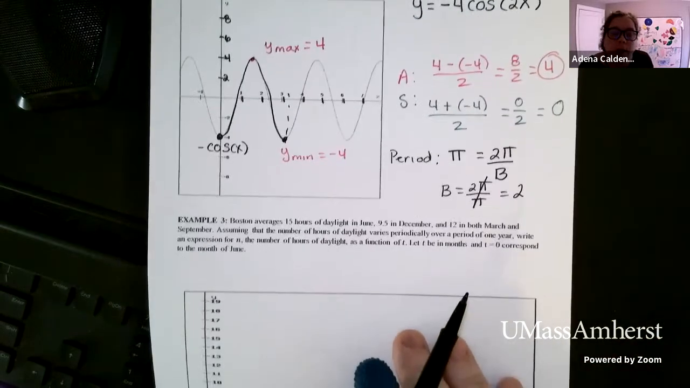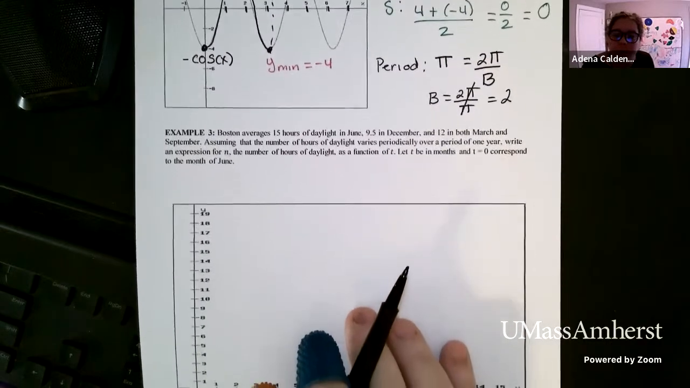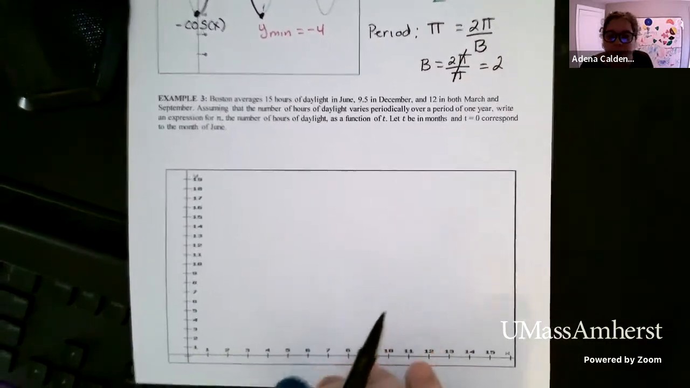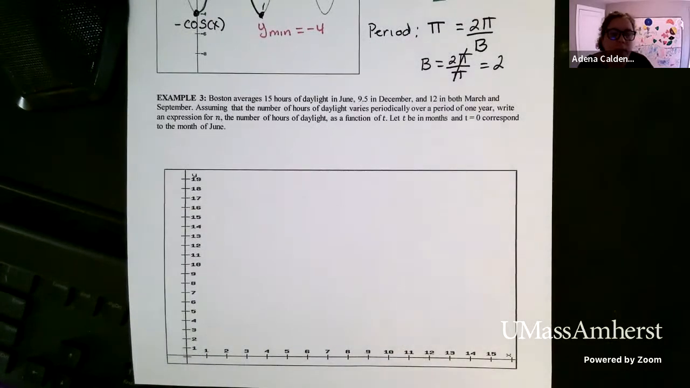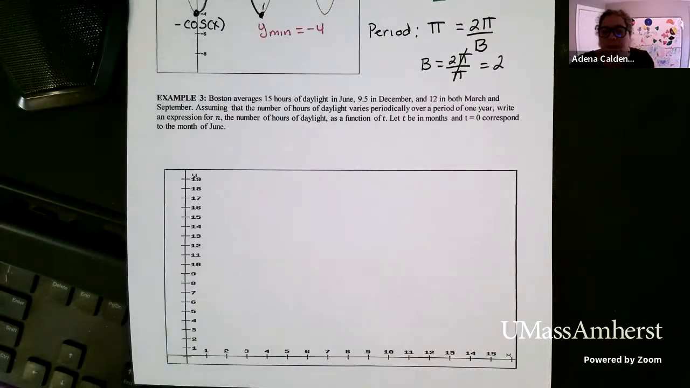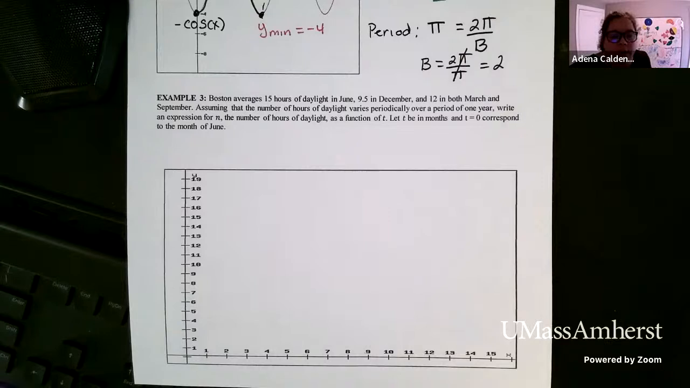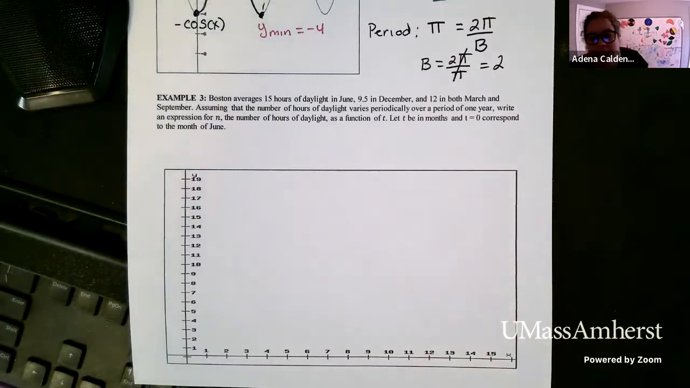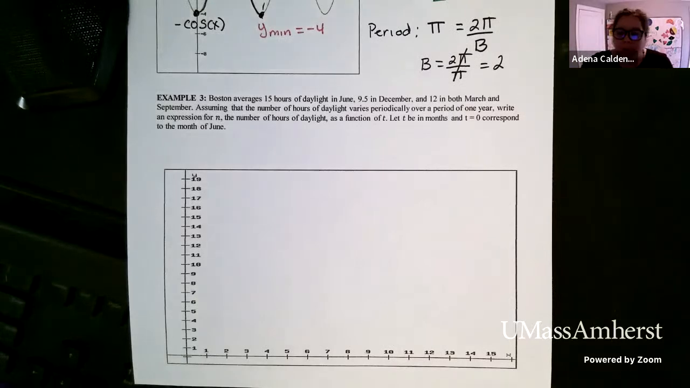Okay, so now let's look at this word problem. Okay, so similar idea. We want to find the general form to represent what's happening here. And so the problem says, Boston averages 15 hours of daylight in June, 9.5 in December, and 12 in both March and September. Assuming that the number of hours of daylight varies periodically over a period of 1 year, write the expression for n, the number of hours of daylight, as a function of t. Let t be in months, and t equals 0 corresponds to the month of June.